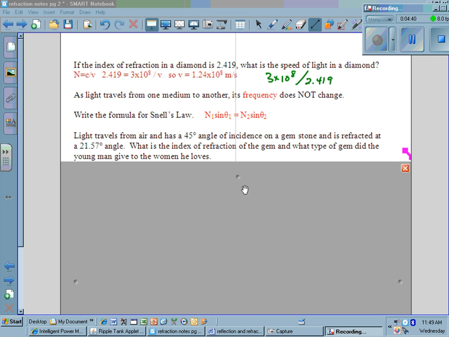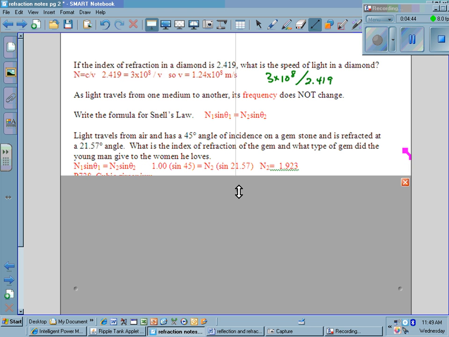Okay, so if I want to find out what the index of refraction of this gem is and what it's made out of, I'm going to use that formula of N1 sine theta 1 equals N2 sine theta 2. And since the light is traveling first through air, what's the index of refraction for air? Let's go to Alexa. 1, very good.